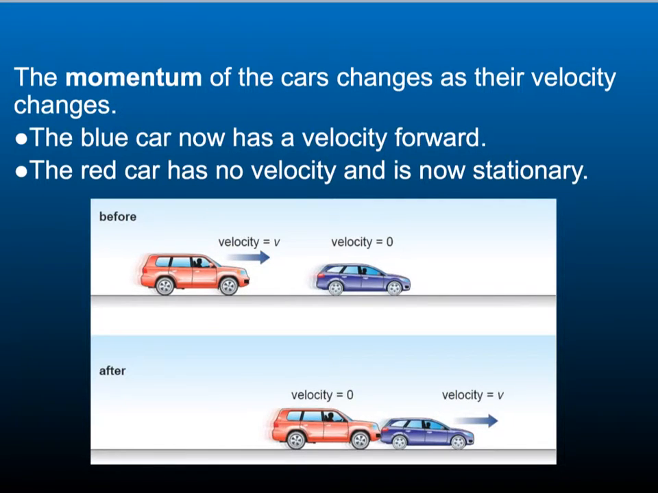After the collision, however, the red car now has a velocity of 0, which means its momentum has changed. It has passed along some of the force, which has caused the blue car to gain some momentum, and it goes off travelling with a velocity v.